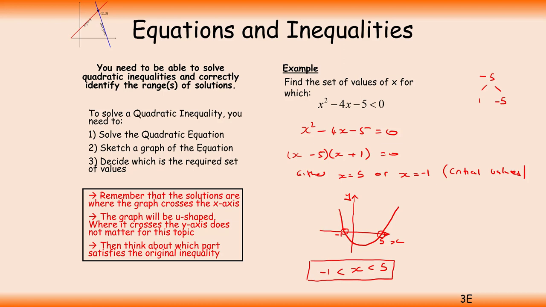So anything from minus 1 to 5 is below. Everything else, my curve, as you can see, has positive y values, so we can't take those. We only want these ones that range from here to here. Good.